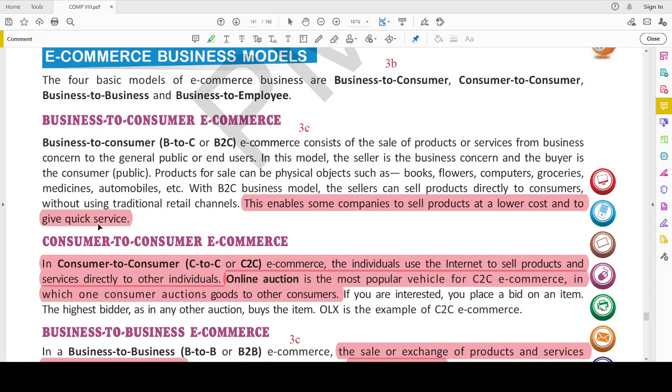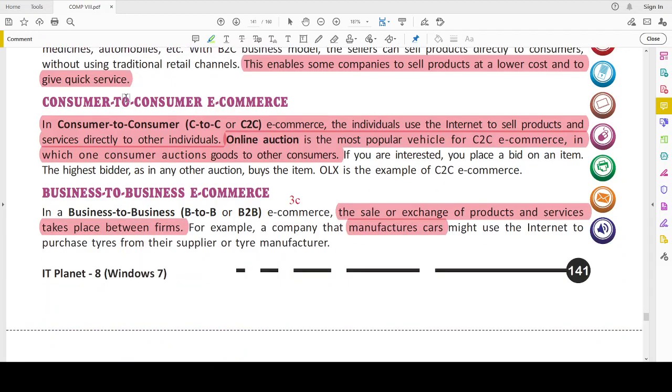e-commerce model. Next is the consumer to consumer e-commerce. What is consumer to consumer or C2C e-commerce? In consumer to consumer e-commerce, individuals use the internet to sell products and services directly to other individuals. Online auction is the most popular vehicle for C2C e-commerce, in which one consumer auctions goods to other consumers.